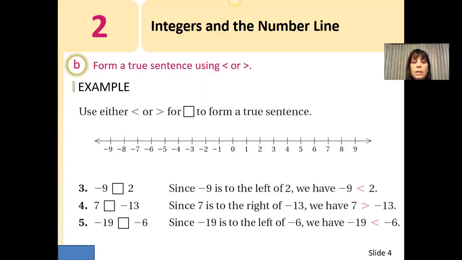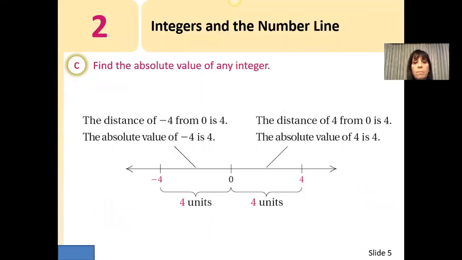For example, if I have these few sets of numbers and I want to put either a greater than or a less than into the box, if I look at the first example, -9 and 2, -9 is to the left, so we would say that is less than 2. 7 and -13, 7 is to the right, so 7 would be greater than -13. And then for the -19 and the -6, the -19 is to the left of the -6, so that will be another less than.